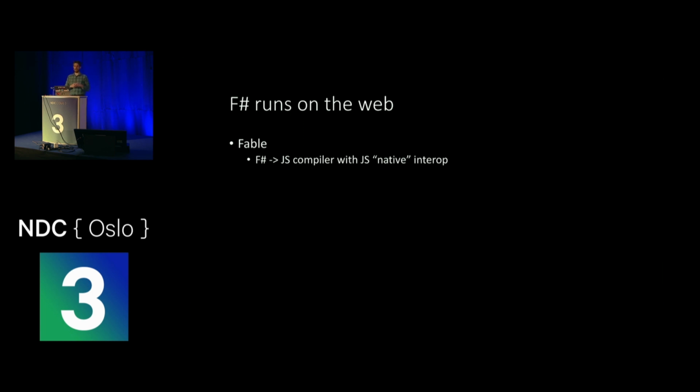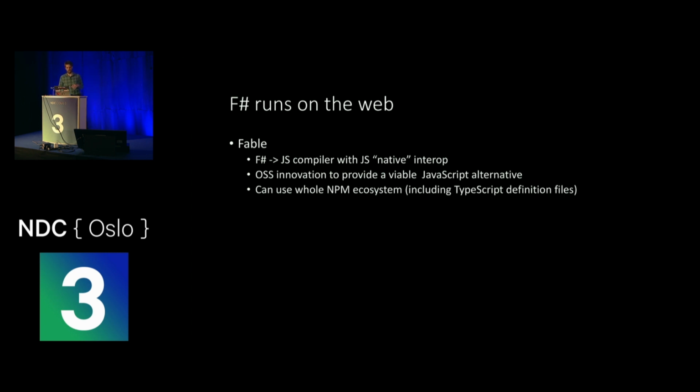This is what it does, and then it also supports JS native interop. So if you need to interoperate with a thing that you know is literally there in JavaScript, you can do that. It's actually conceptually somewhat similar to P/Invoke and stuff. It's fantastic. This is an entirely open source initiative, and the goal was to create a viable JavaScript alternative, and they have accomplished that goal, which is absolutely great. You can use the entire NPM ecosystem for this. So you can write your F# code to literally replace JavaScript. You can include any library that you want. You can consume TypeScript definition files because maybe one of your coworkers is a TypeScript fan.